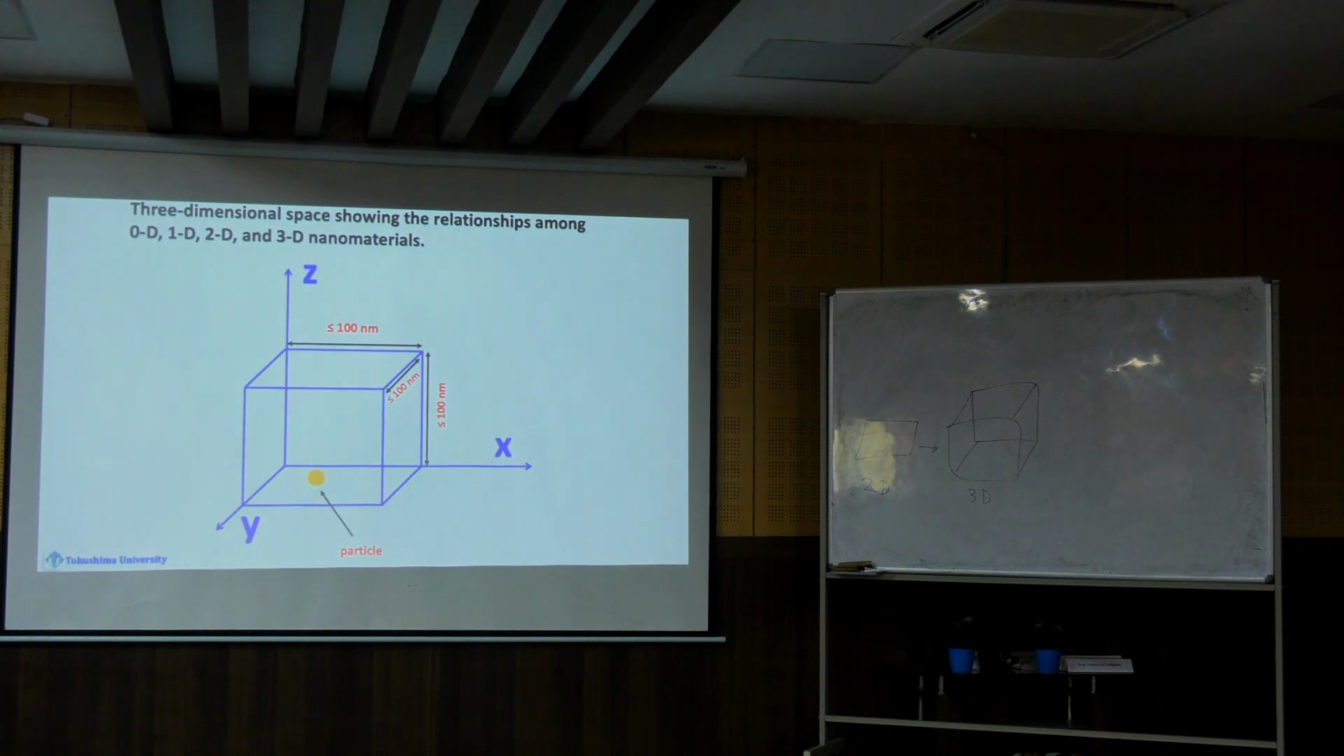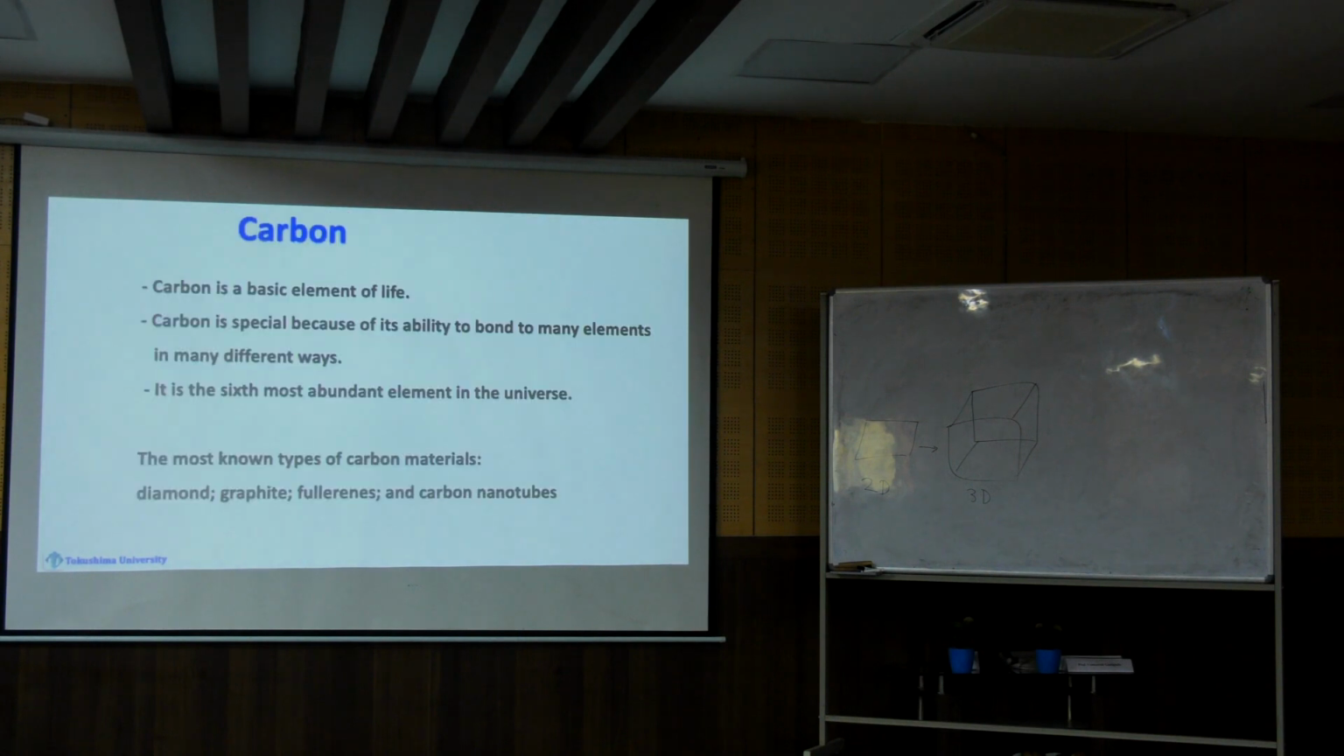Dot is 0. 1 dimension: only the x-axis increases, only the x-axis increases, 1 dimension. X and y-axis increase, 2. X, Y, Z axis increase, 3 dimension. So this way you can understand or remember how nanoparticles are classified and why they are called 1 dimension, 2 dimensional and 3 dimension.